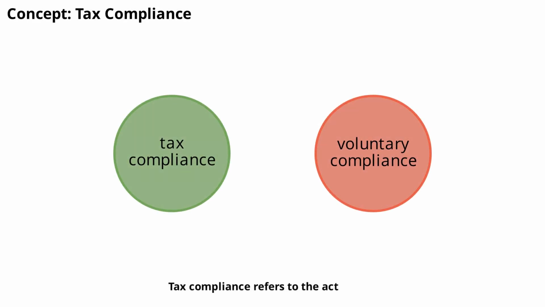Tax compliance refers to the act of following all tax laws and regulations, including filing returns and paying taxes on time. The IRS relies on voluntary compliance to keep the tax system running smoothly. Penalties and interest are tools to encourage this behavior and ensure fairness among all taxpayers.